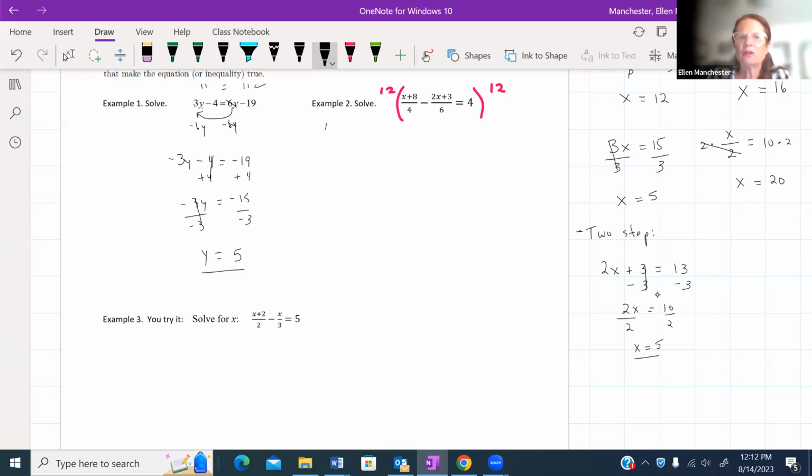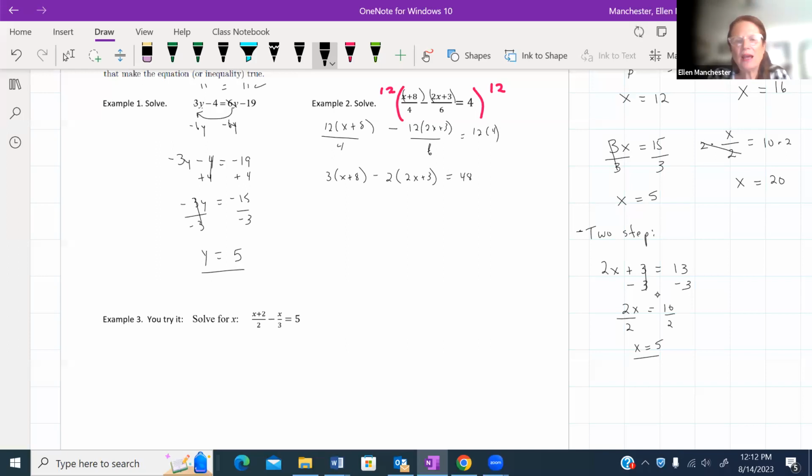Okay, so 12 times, and remember, we're putting our parentheses around these binomials. Minus, don't forget the minus sign. 12, oh, I forgot over 4. 12 times 2x plus 3 over 6, and 12 times 4. Okay, so we're going to reduce. So 12 divided by 4 is 3. 12 divided by 6 is 2. And 12 times 4 is 48.